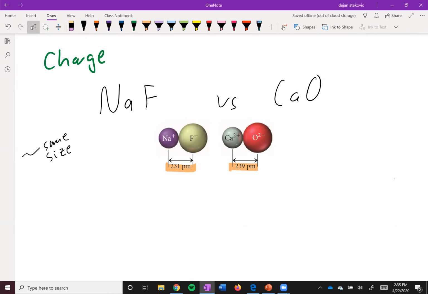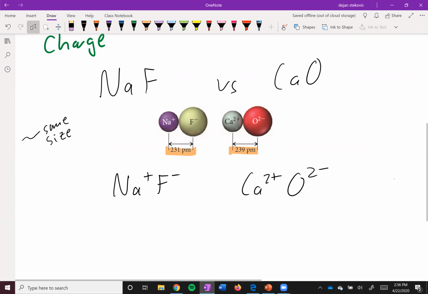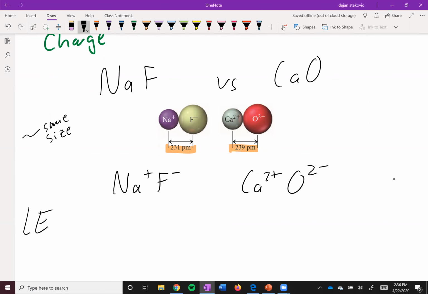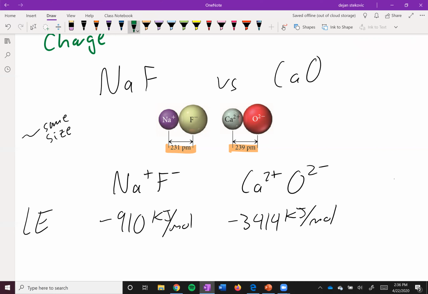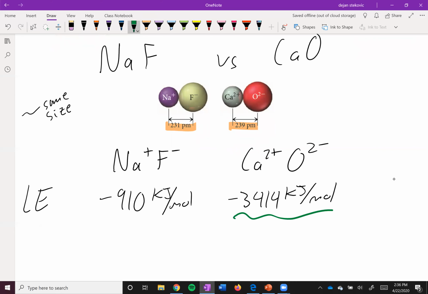What's different about them? Well, it's the charges, right? This is Na plus and F minus. This is calcium 2 plus and oxide, so 2 minus. If you look at the lattice energies here, this one ends up being negative 910 kilojoules per mole, while this one is a staggering negative 3,414 kilojoules per mole. And more exothermic is more favorable. So much more favorable.